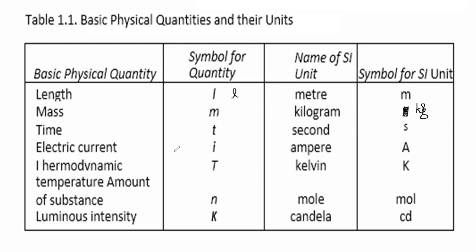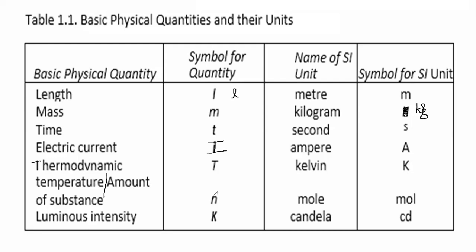Then electric current, it is capital I. Ampere is the SI unit, denoted by capital A. Thermodynamic temperature, capital T. Small t stands for time, temperature stands for capital T. The SI unit is Kelvin, abbreviated as K.